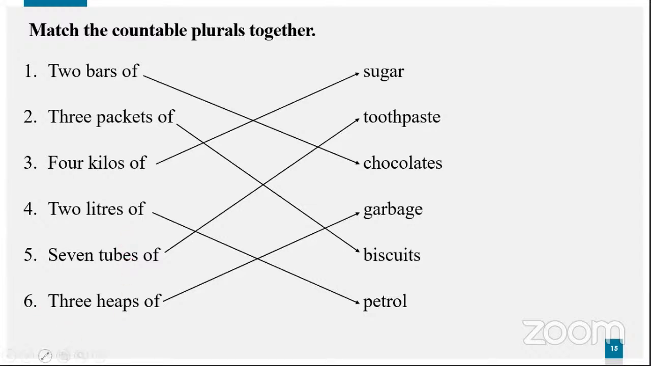Right? That's how we can make the uncountable nouns plural. Here it should be uncountable. There's a spelling mistake. Sorry for that one. Right? That is about uncountable nouns plural. Okay, let's go to the next part.